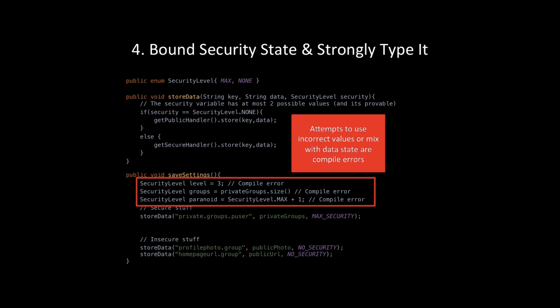If we look at the second line, they were mixing our security state and our data state together. They were trying to assign a security level based on the size of the private groups. So suddenly, we can push this to a compile time error as well, because directly assigning the security level from the groups and the size of the groups is not possible, because private groups.size does not give you a security level. It gives you an integer. Again, a compile error, because it can't be assigned to the security level. So we can help prevent people from mixing security and data state. Unless security level is somehow represented in the data state, it's unlikely that they'll be able to easily mix and match the two. Or if they do, they'll be very aware of what they're doing.